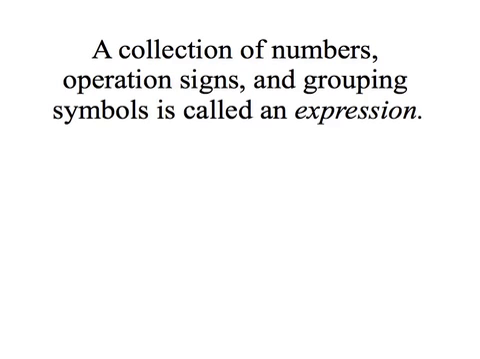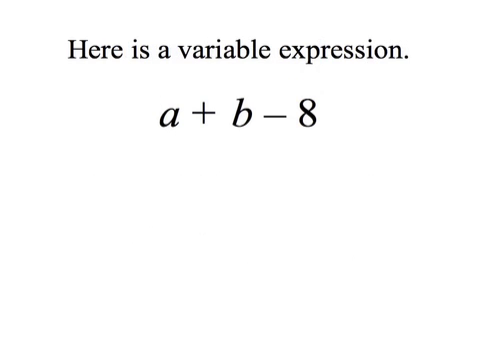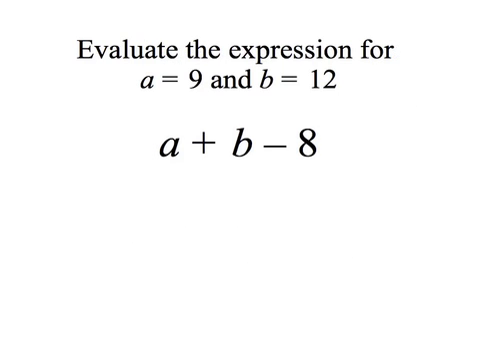You may already know that a collection of numbers, operation signs, and grouping symbols is called an expression. When variables are part of an expression, it is called a variable expression. Here is a variable expression: A plus B take away 8. And now we're going to try to evaluate the expression for values that were given for the variable. So we're going to be given that A is 9 and B is 12.